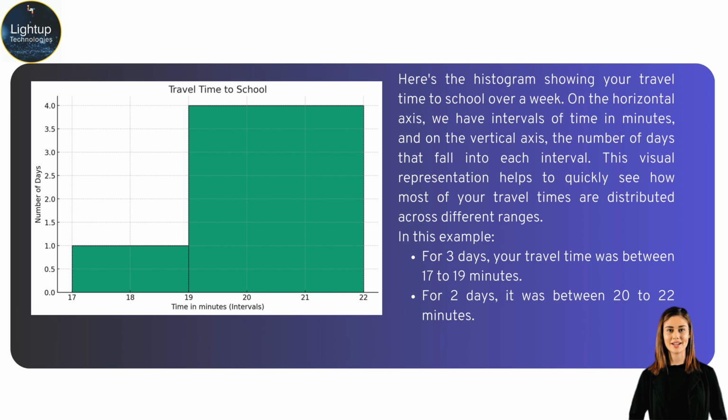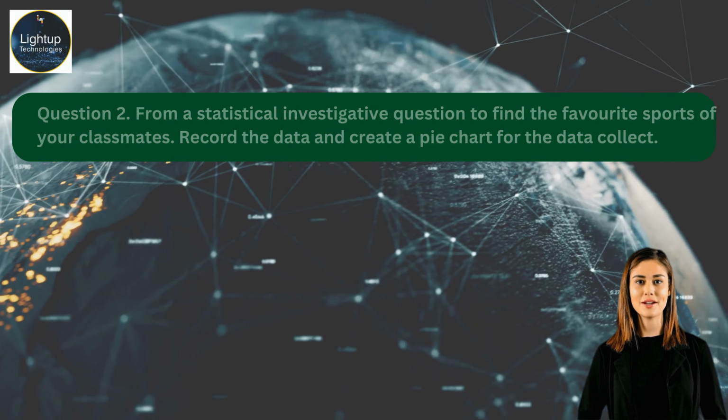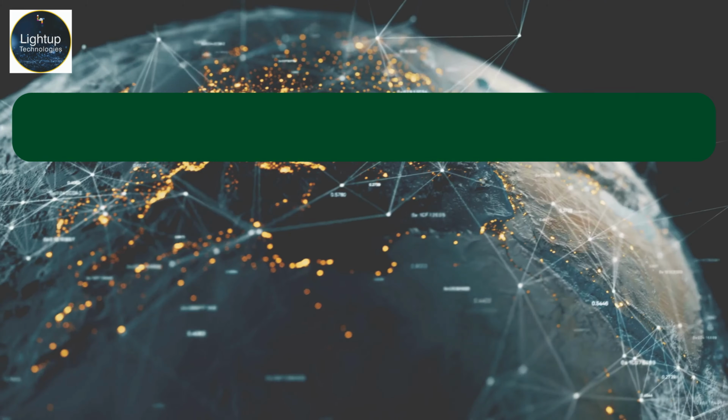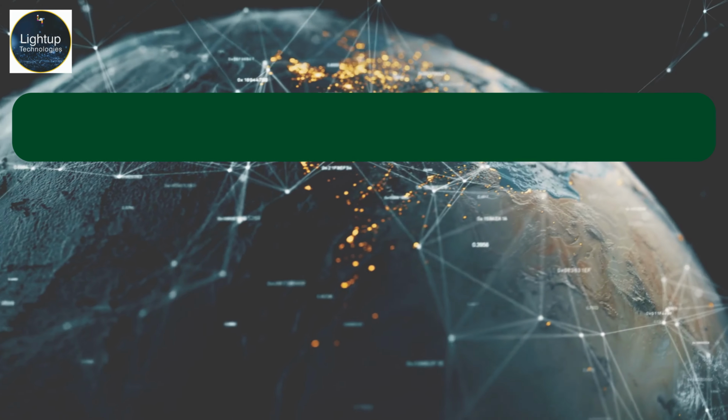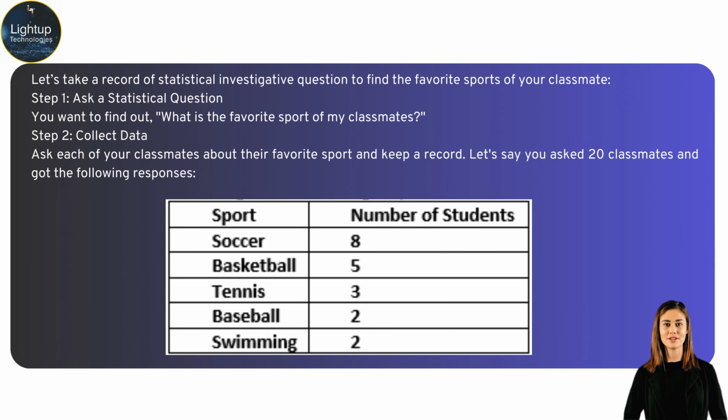Form a statistical investigative question to find the favorite sports of your classmates. Record the data and create a pie chart for the data collected. Let's take a statistical investigative question to find the favorite sports of your classmates. Step 1. Ask a statistical question. You want to find out what is the favorite sport of my classmates.